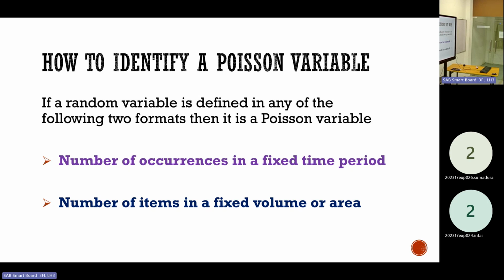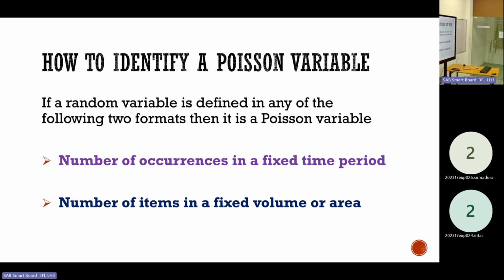Number of radioactive particles emitted during 5 seconds. Right, so all those are number of occurrences during a fixed period. Right. So now the second one.